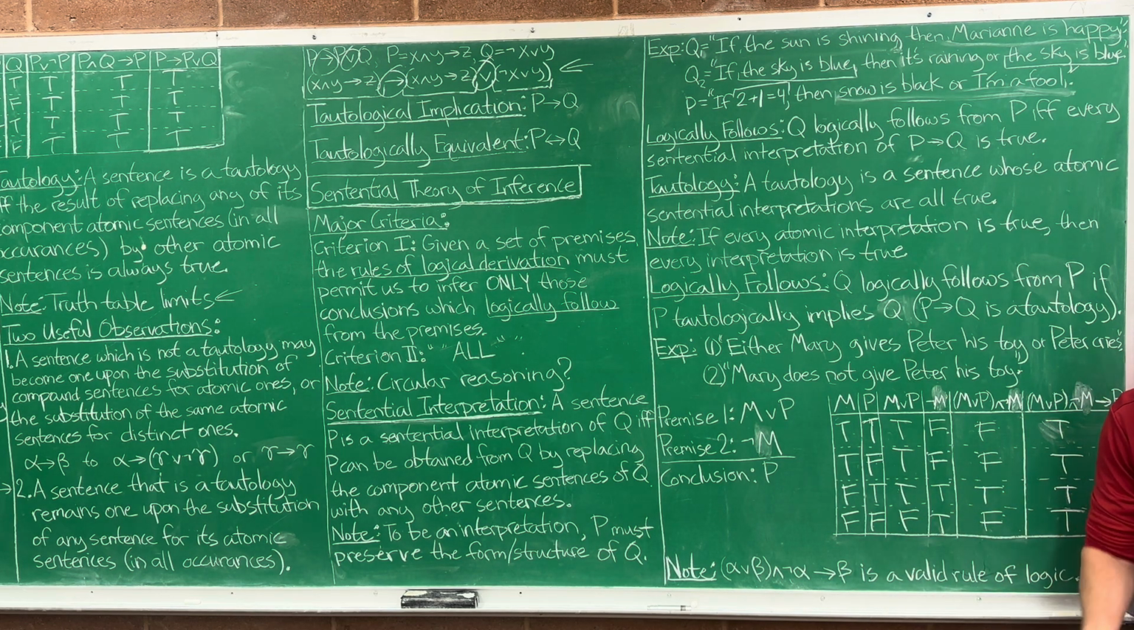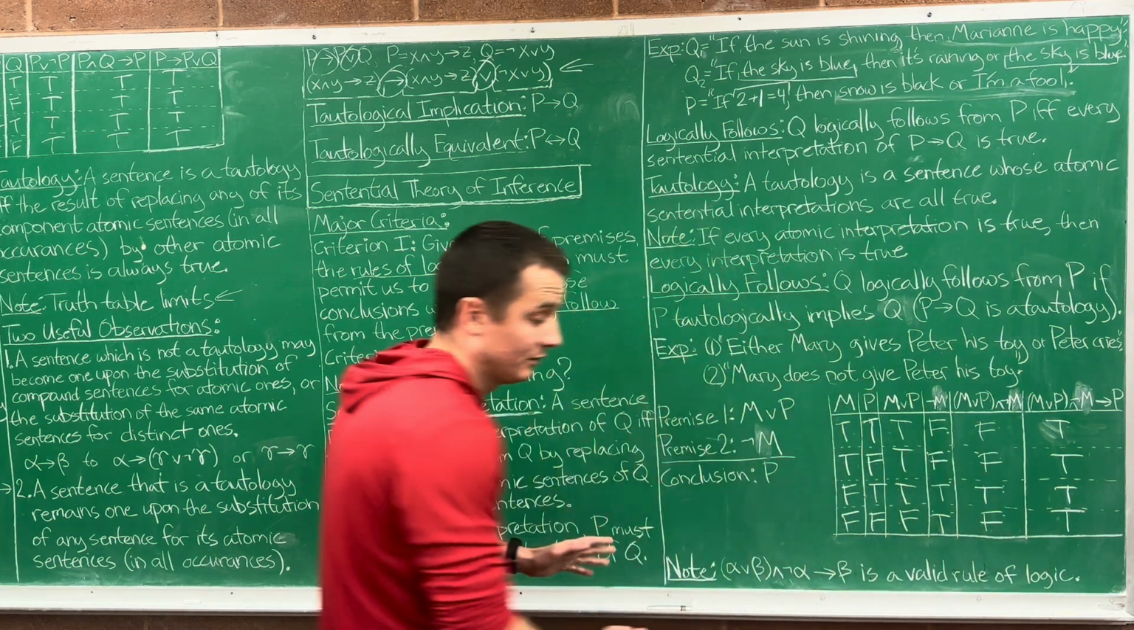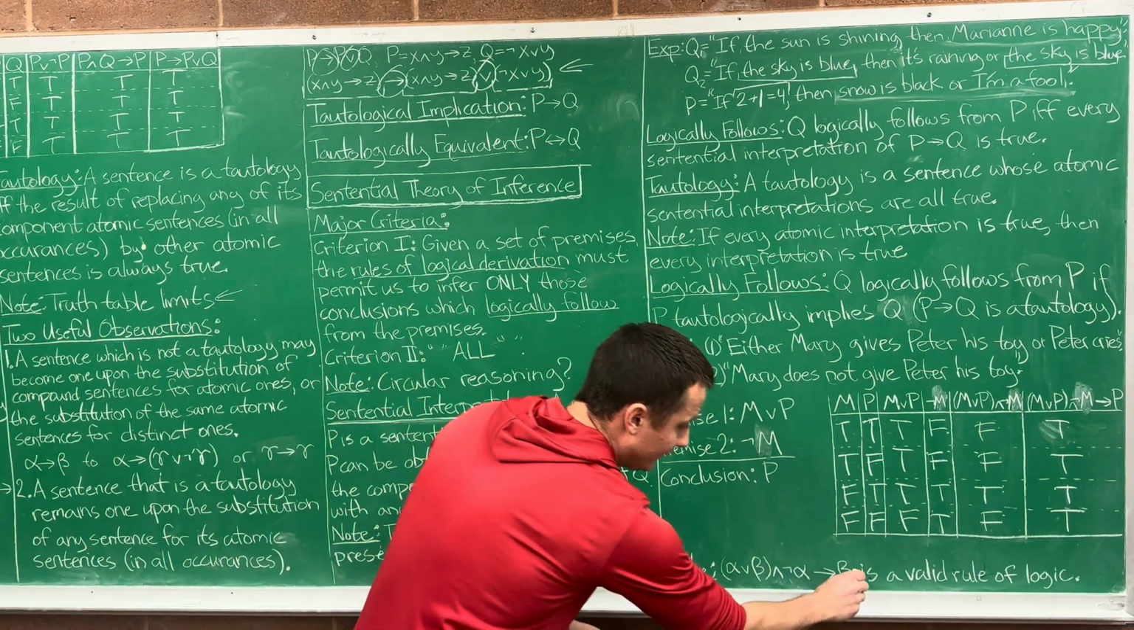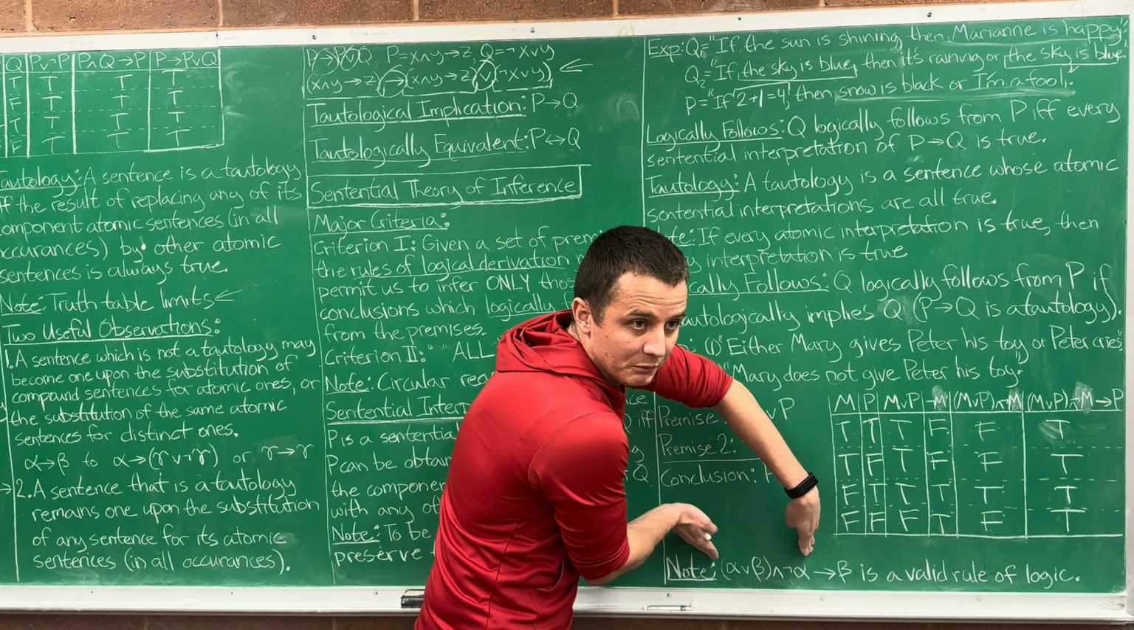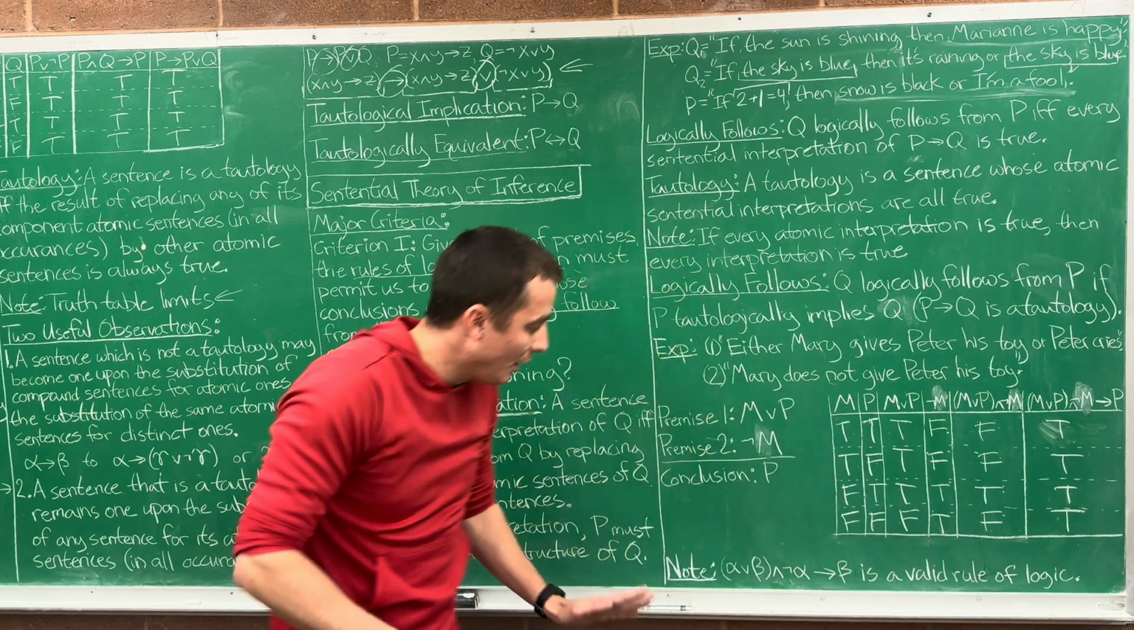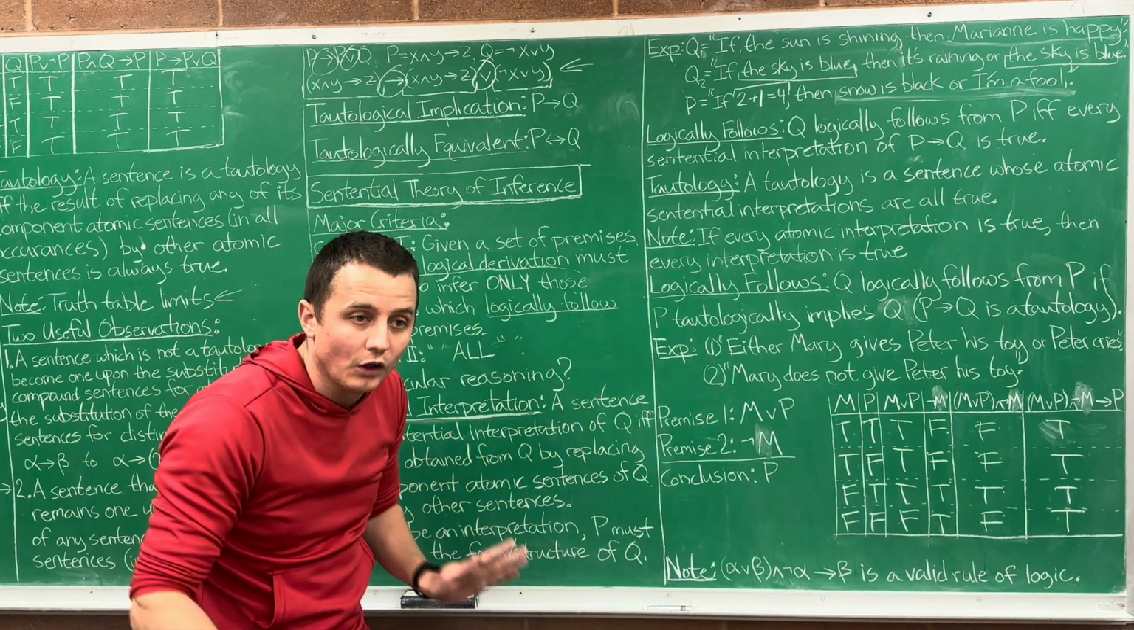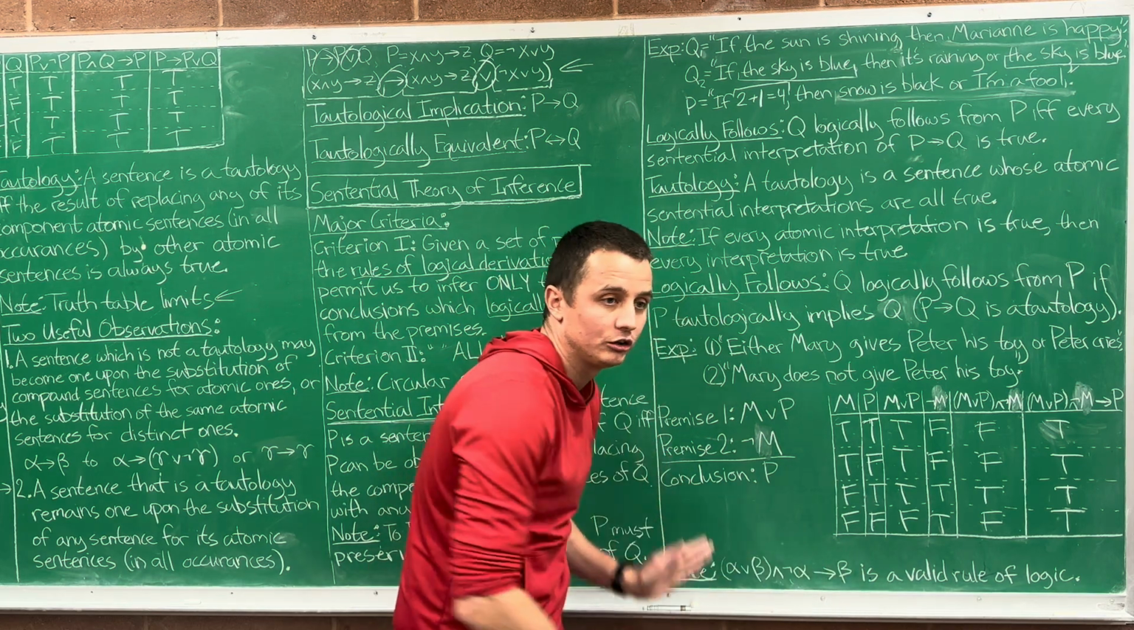It is a tautology. It is always true. A valid rule of logic is a tautology, is what you're saying? Yes. Every time. It logically follows. This beta logically follows from this. Okay. And so I will use a valid rule of logic for our things that we show to be tautologies.